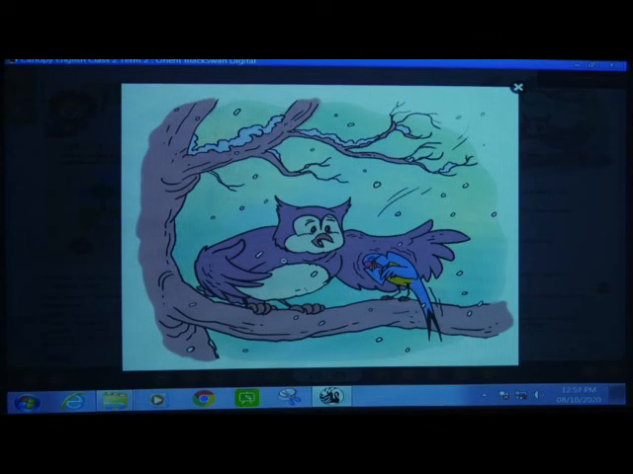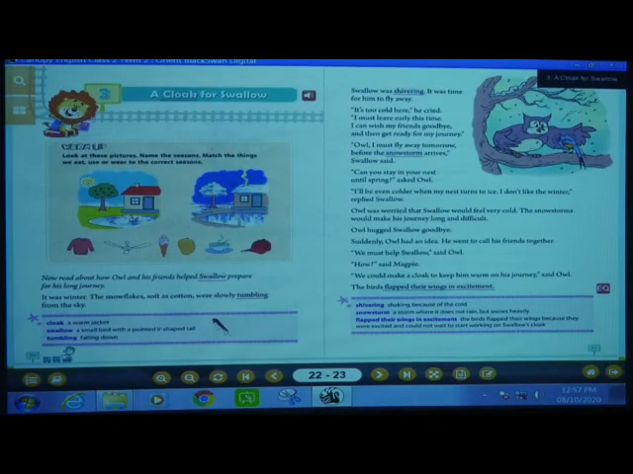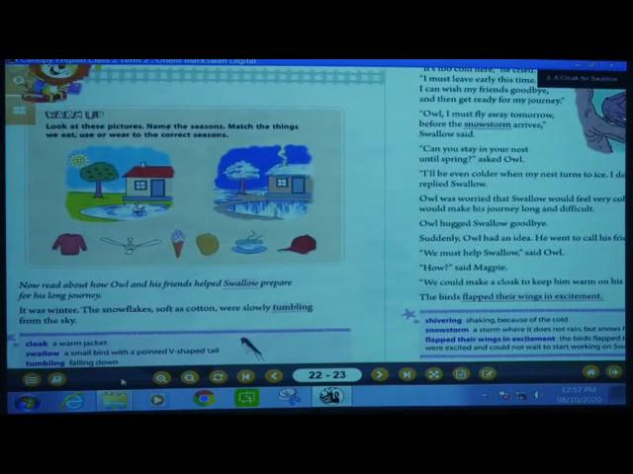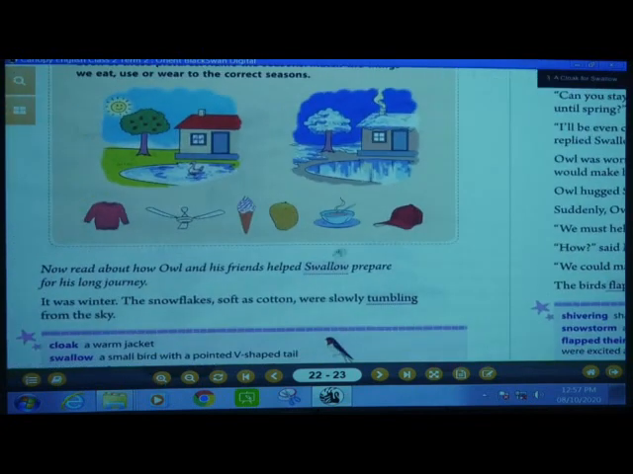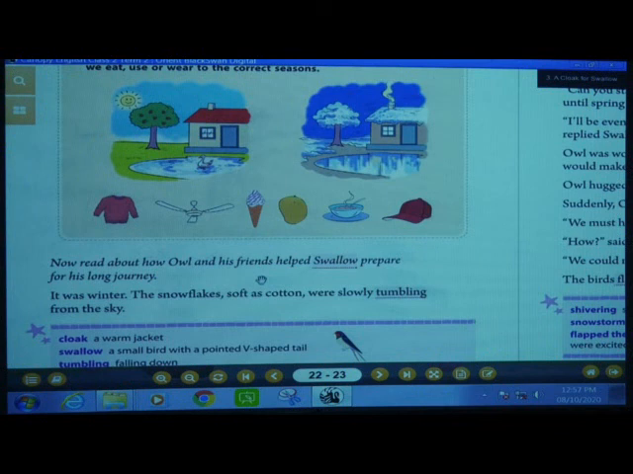No. Why do you think, children, he is not happy? Why do you think so? Because you can see here this swallow is also upset. He is sad and the owl is also sad. Why? Exactly. We are going to learn why they were sad. So now we are going to start how Owl and his friends helped Swallow. Who helped Swallow? Owl and his friends.